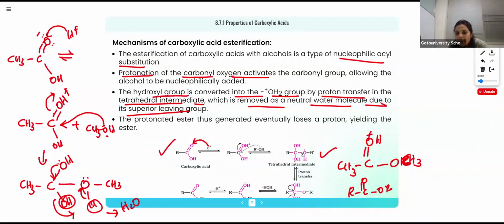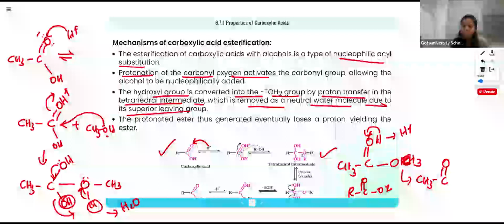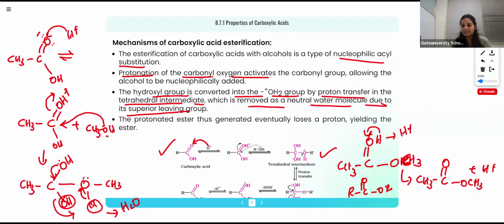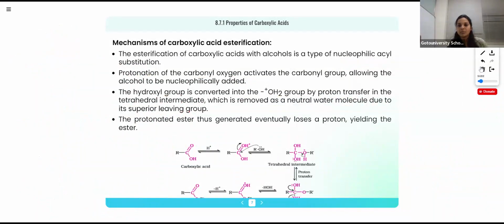How? This hydrogen can be removed as H plus ion. When this hydrogen is removed as H plus ion, it will release the electron. That electron will come here. Then you will get the product CH3, C double bond. No change in the double bond. Then the hydrogen is removed. Then OCH3 is still there. This hydrogen is removed as H plus. This hydrogen. This is the mechanism of esterification reaction.